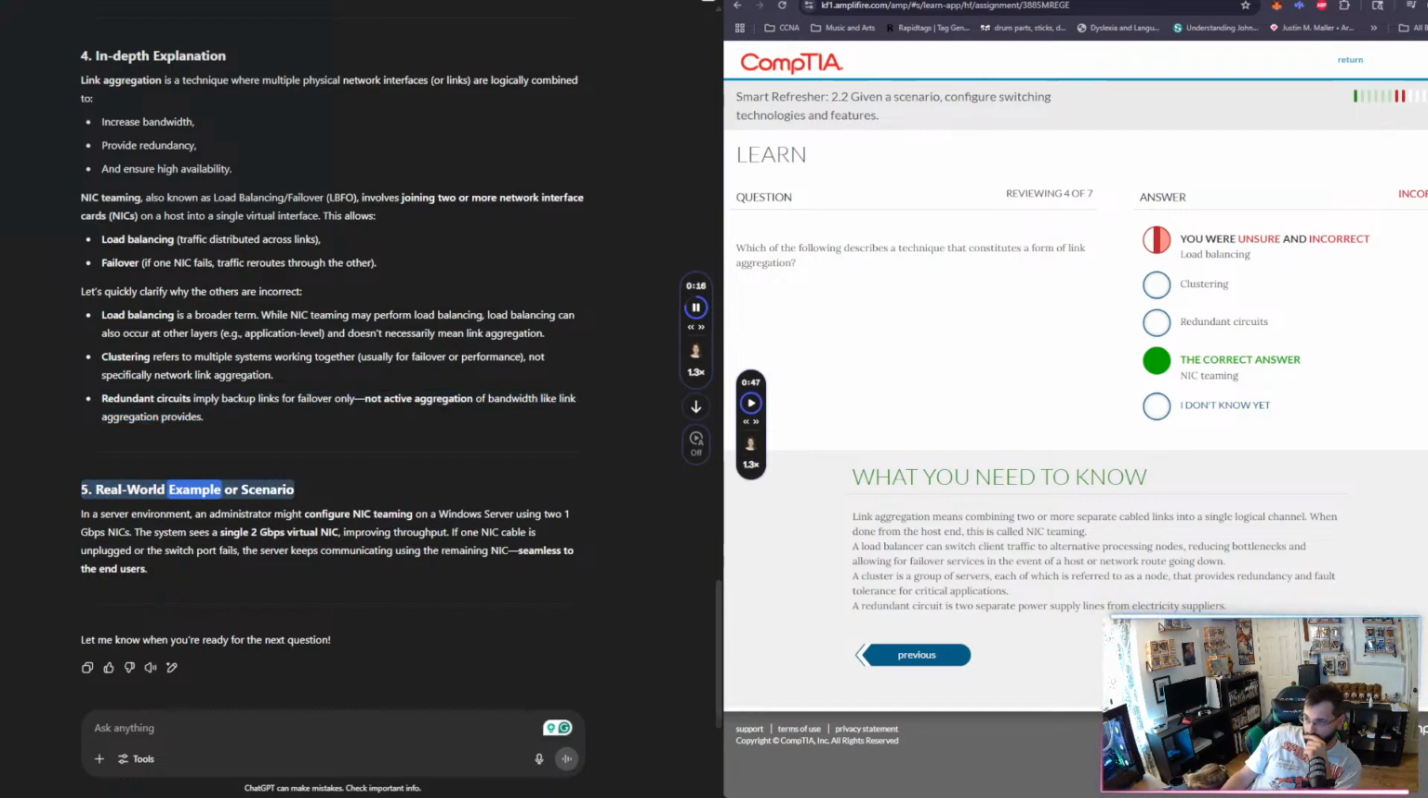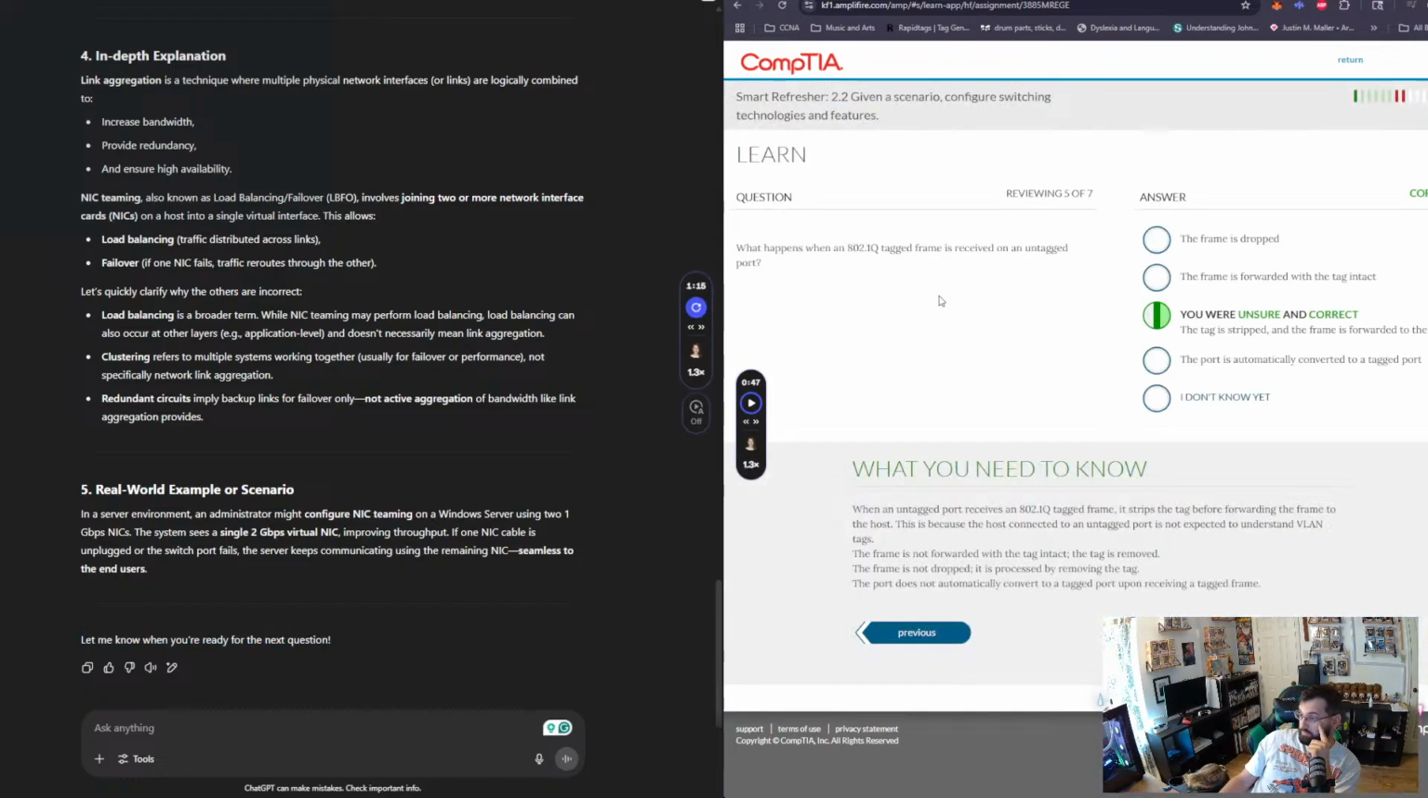5. Real-world example or scenario. In a server environment, an administrator might configure NIC teaming on a Windows server using two 1 Gbps NICs. The system sees a single 2 Gbps virtual NIC, improving throughput. If one NIC cable is unplugged or the switch port fails, the server keeps communicating using the remaining NIC, seamless to the end users. Let me know when you're ready for the next question. All right, let's go to the next one.